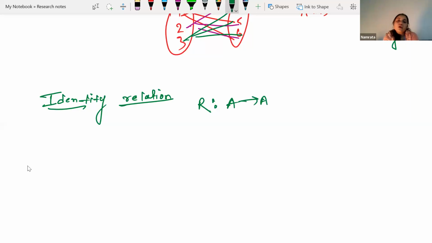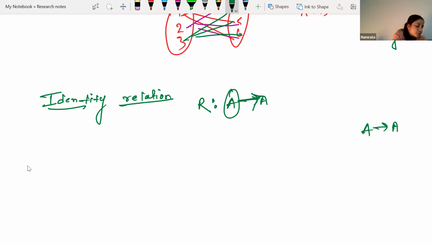Now, when we talk about identity relation, reflexive, transitive, symmetric, here we will be discussing a set A, which is just set A to set A. The relation will always be defined on A to A only, or B to B only. When we are talking about identity, symmetric, transitive, reflexive, we will always have set A to set A, and the relation will be defined like that only. Here we will not have two different sets.